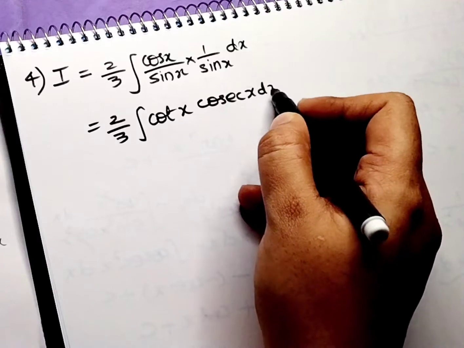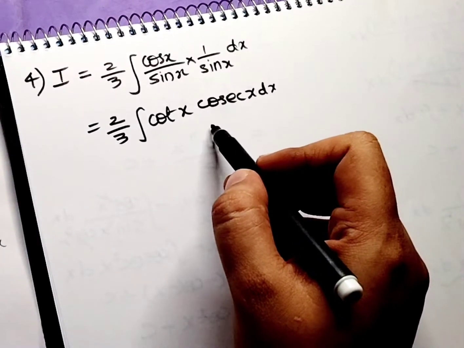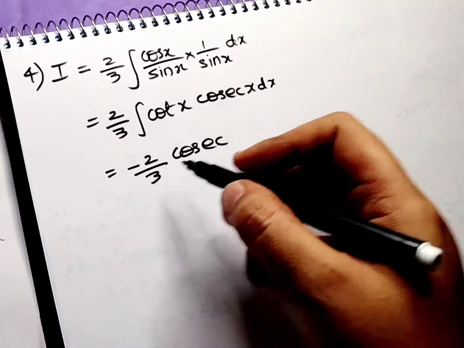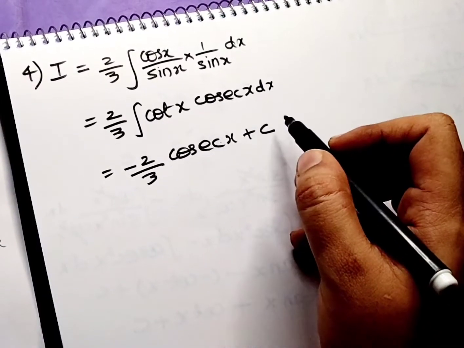dx. So we know the formula: integral cosecant x cot x is minus cosecant x, and we have 2 by 3 as a product, plus c.